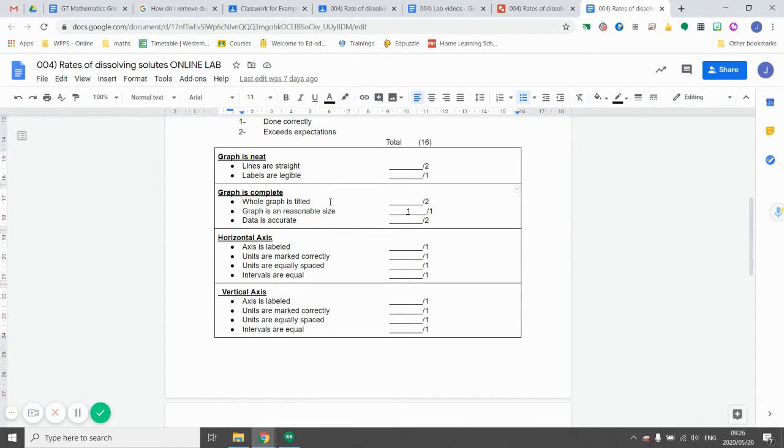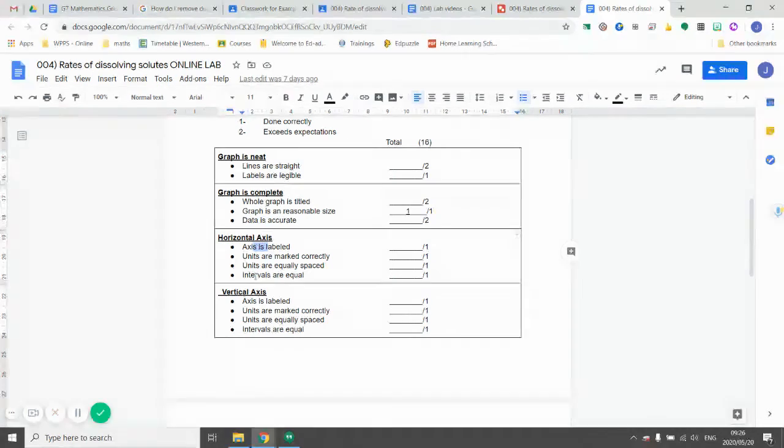And this is the type of rubric I'm going to mark you on. So you've got to make sure your lines are straight, that the labels are legible, meaning I can read them, which is quite easy when they're typed. Just make sure the font is big enough. The whole graph is titled. Well, that means it has a title, and the data is accurate. It's based on what you measured, and it shows exactly what it is.